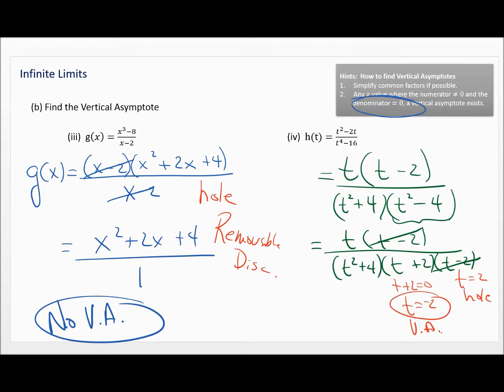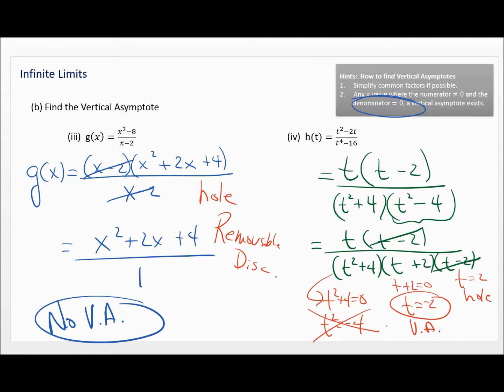Okay, because if you plug in negative 2 in the numerator, you do not get 0, but you do get 0 in the denominator. What about this? If I set t squared plus 4 equal to 0, do I get any solutions? What about the square root of a negative number? It's imaginary, right? So I don't get any real valued solutions.